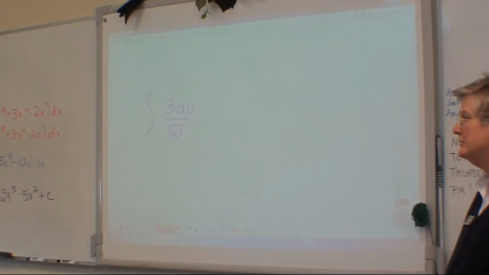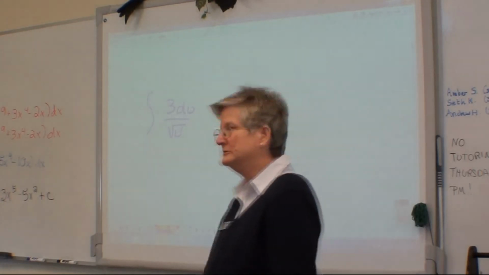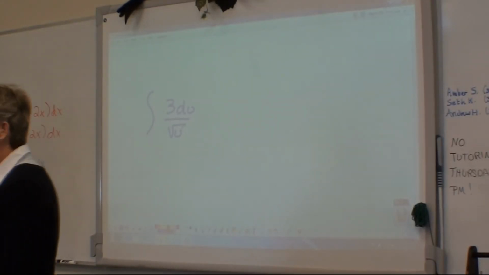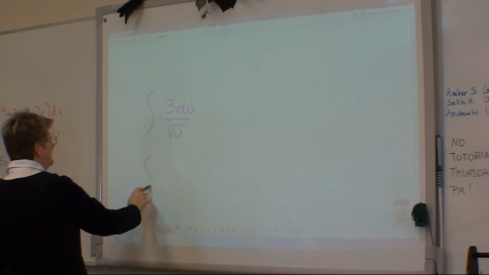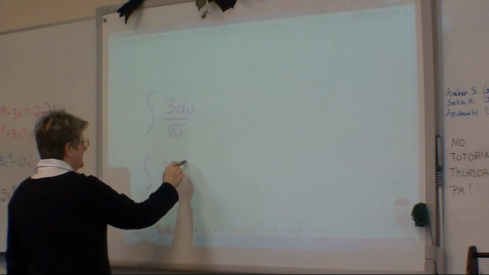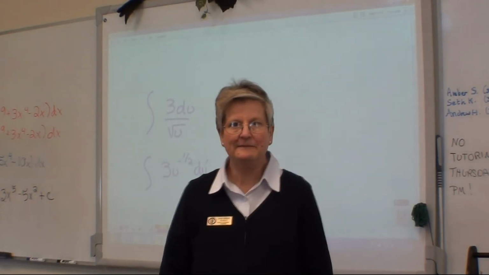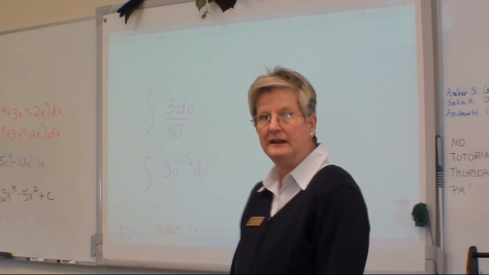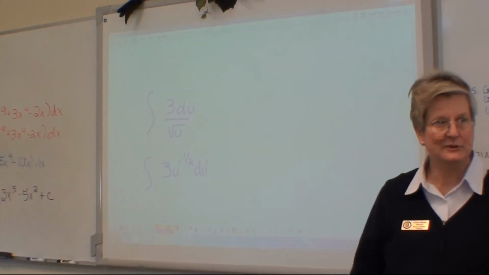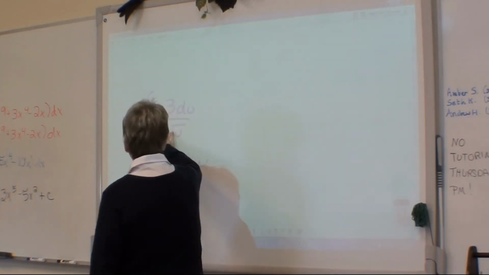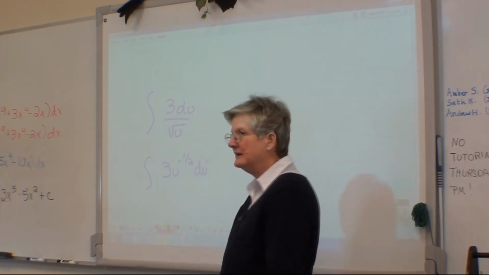Now, what did we have to do with derivatives when we were faced with radicals? If we were asked to find the derivative of something, and we had a radical, we rewrote it. Sometimes you got to rewrite an integral. This is going to be 3u to the negative 1/2 du. Where did the negative come from? The bottom. I wanted it off the bottom, and I wanted it out from under the radical, so that became u to the negative 1/2.